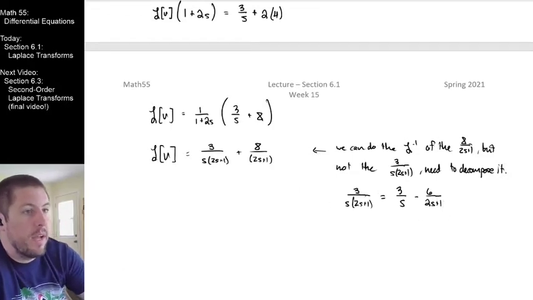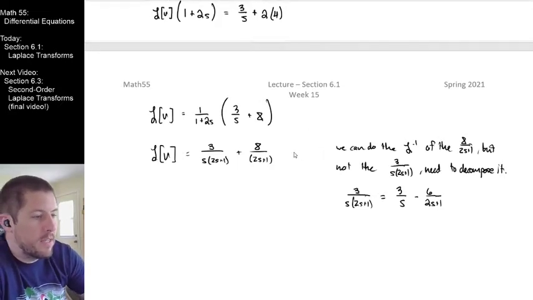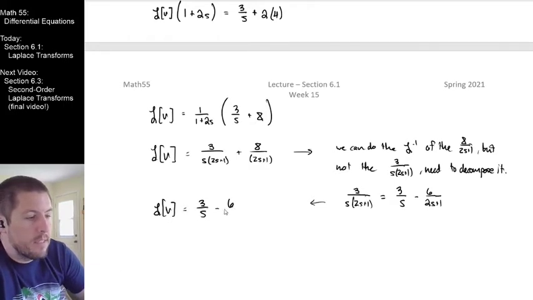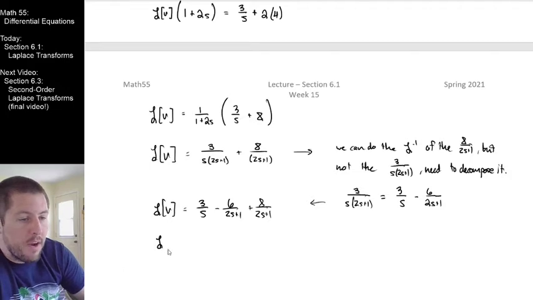So now here's what I actually want to do: I want to reverse that arrow right here. Let's take this result and say my Laplace of v is really going to be 3 over s minus 6 over 2s plus 1 plus 8 over 2s plus 1. Before I do my Laplace inverse, I can combine these like terms. So I am going to write this as 3 over s plus 2 over 2s plus 1.